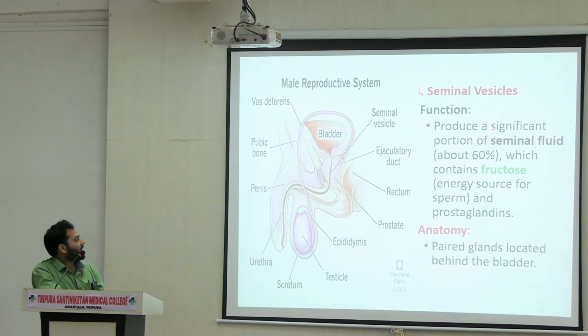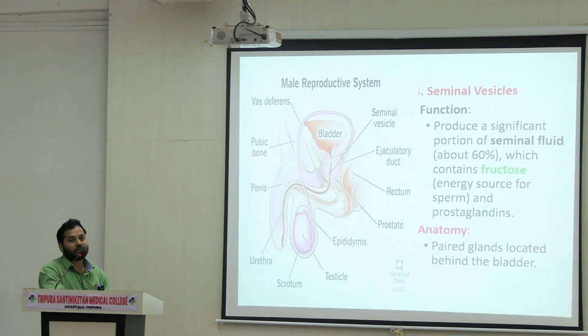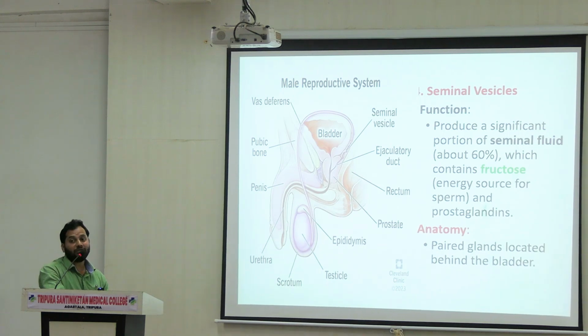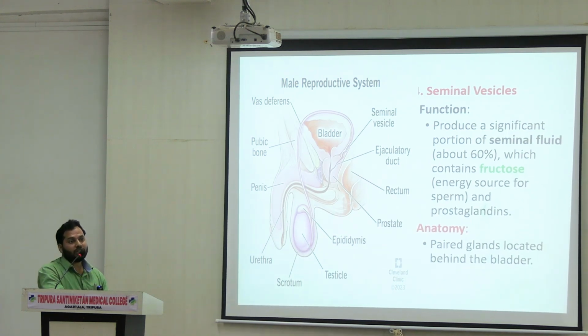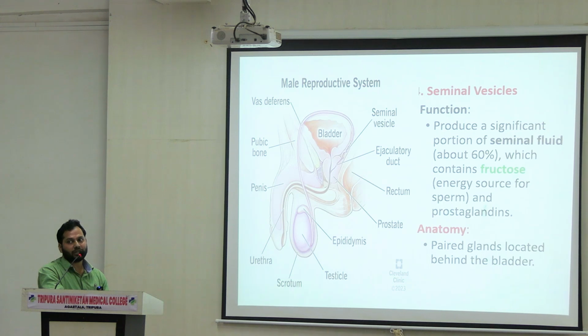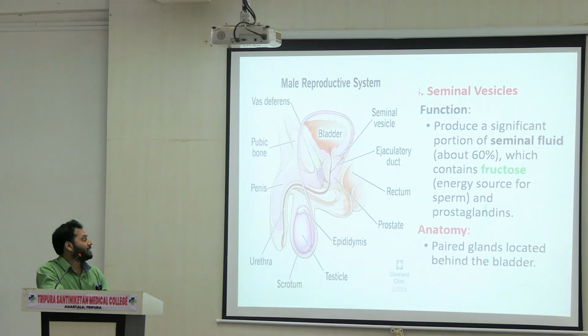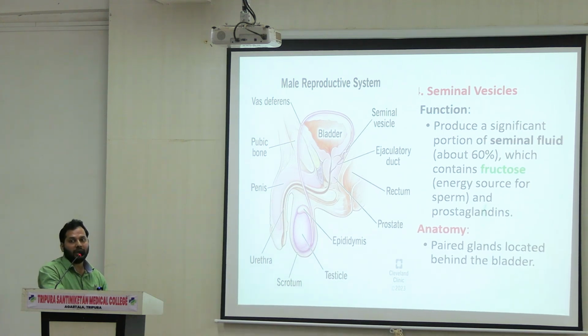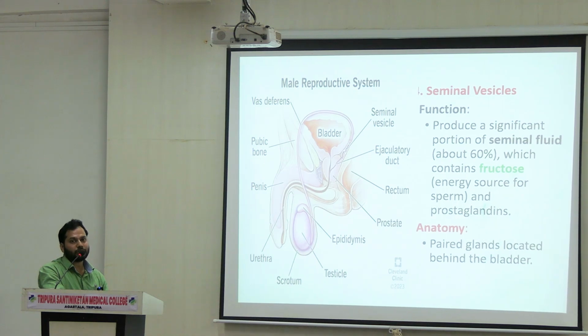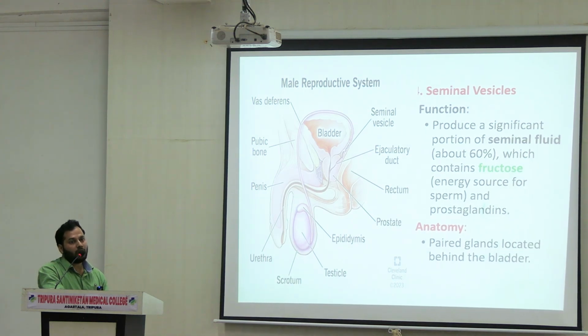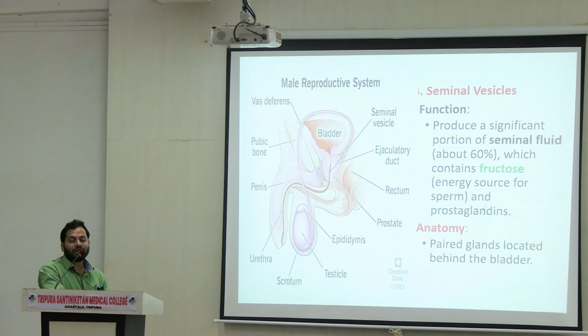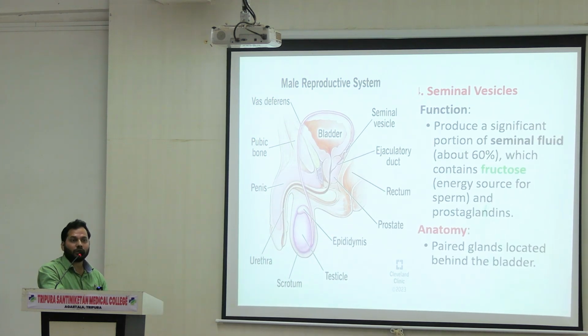And this seminal vesicles is very significant because it involves the formation of a fluid called seminal fluid, right? So what are the features of that seminal fluid? It has some chemical features. What is the chemical feature of that seminal fluid? It contains fructose. This fructose is very important for the male reproductive system, mainly for the sperm cells. Why? Because this fructose acts as an important energy source for sperm cells.